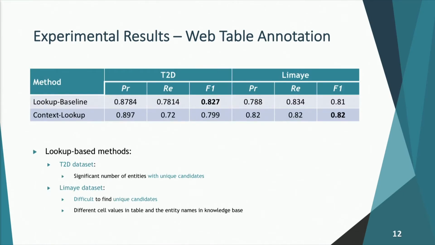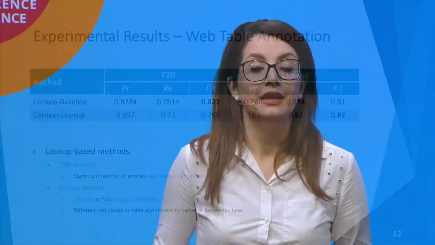First we see our results against the lookup baseline, on results from the context lookup. As you can see, in the case of the T2D dataset, the baseline is performing better. That's initially because in the T2D dataset, we have a significant number of candidates which are unique, and also we don't have much disambiguation problem, and it's quite straightforward. So in most cases, with high chance, the first entity is the correct one. That's why the baseline is performing better.